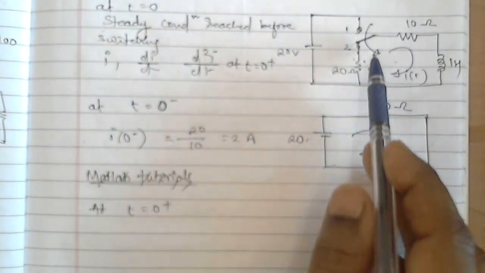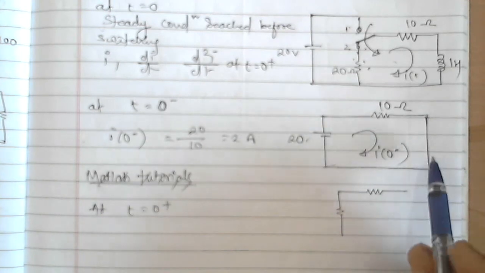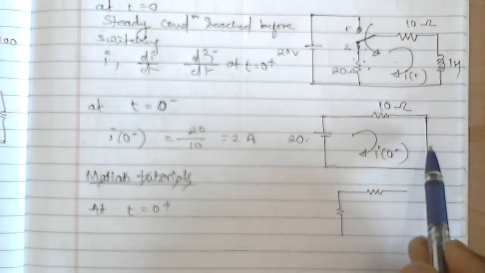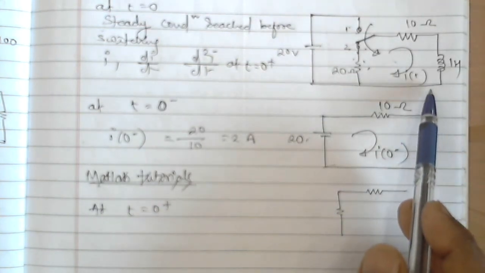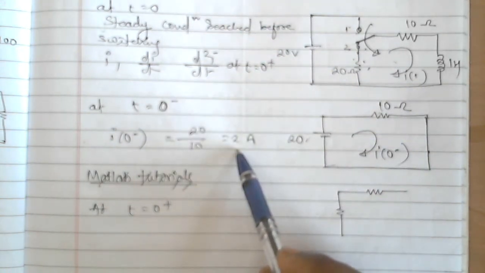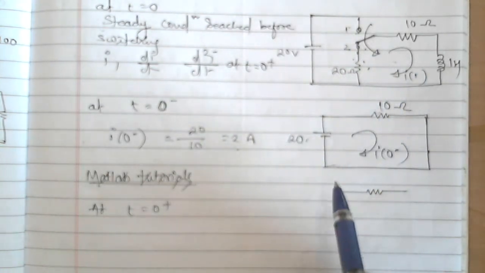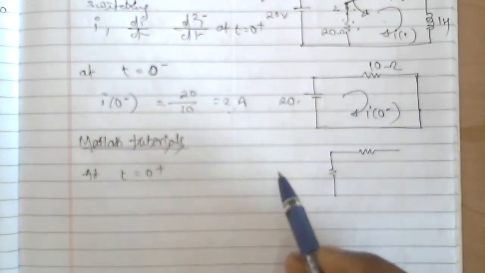Now at t equal to 0 plus, the switch is taken from 1 to 2. So now the new circuit will be this resistance. Now here there is a twist. The inductor has some initial current in it, of 2 ampere. Means initially 2 ampere current is flowing, no? So now the inductor will act as a current source of 2 ampere. Are you getting what I am saying?